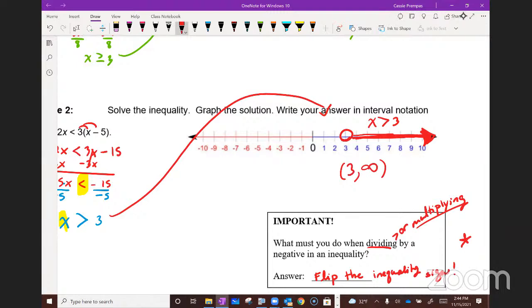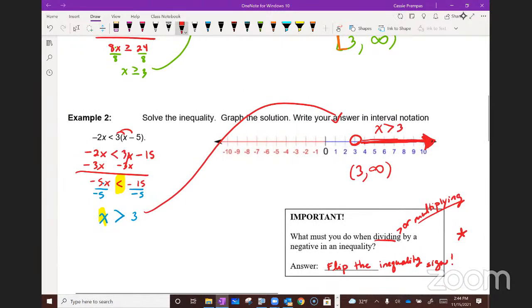Nice. Well done, Katie. Okay, here's the thing. If you forgot to flip the inequality symbol, one of the things I love about math is you can often check your work. Do we know how we would check with an inequality? What would I check? What value of X?